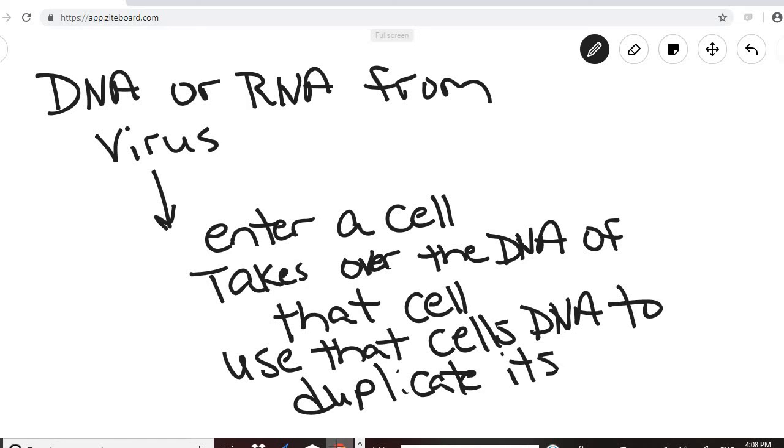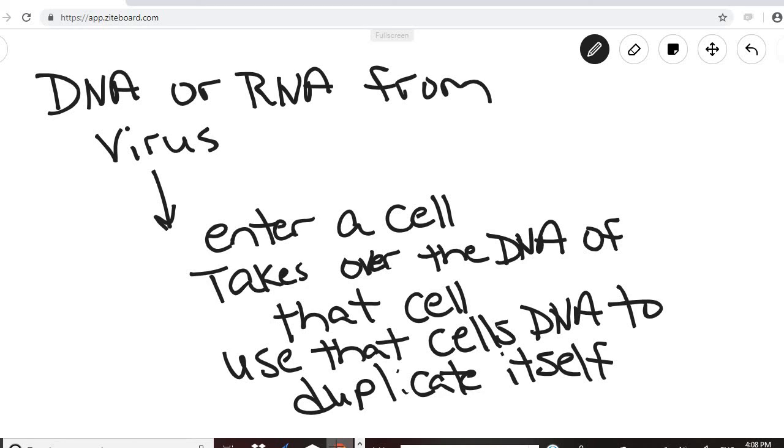So even though they don't have the capability to reproduce themselves, they are able to take over the DNA of other cells, and then new viruses get made, and they will keep being made until there are so many of the viruses within that cell that the cell ruptures. And then those viruses are loose, and they are able to go and infect other cells.